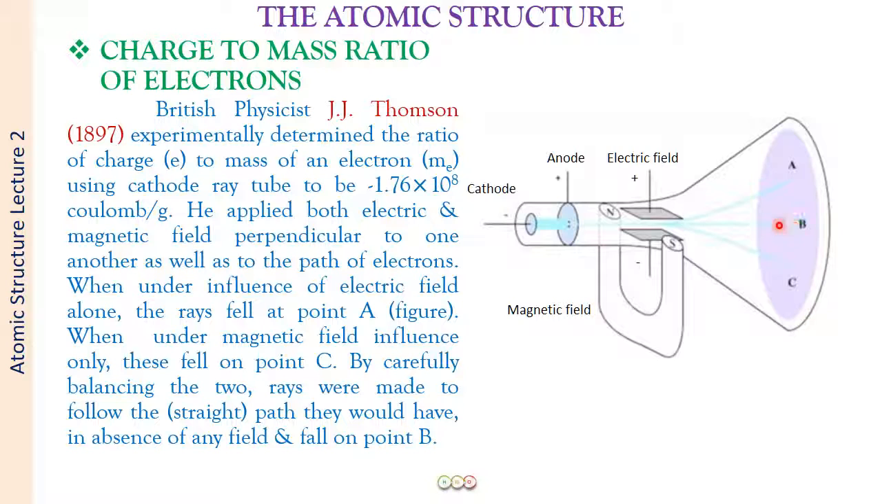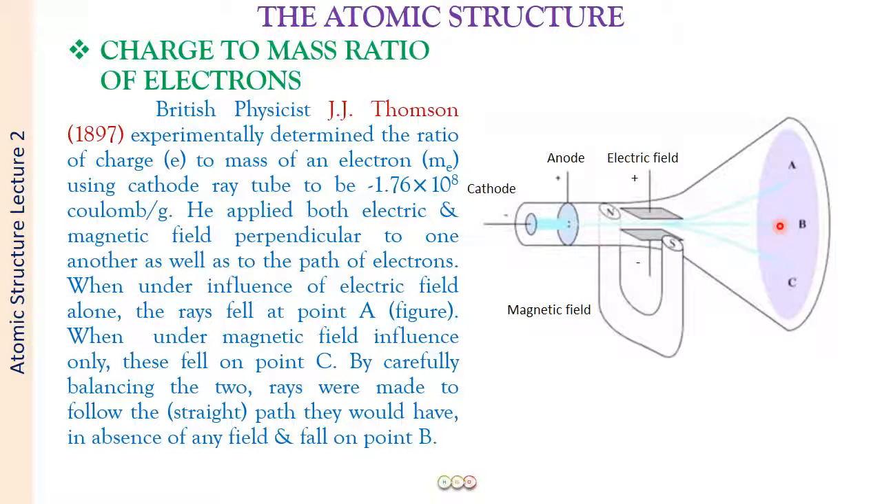And then he fitted the neck of this tube with a magnet and a pair of metal plates which could be given electric charges. So this is essentially the apparatus, and then he applied both the electric field and the magnetic field perpendicular to each other as well as to the path of the electrons.